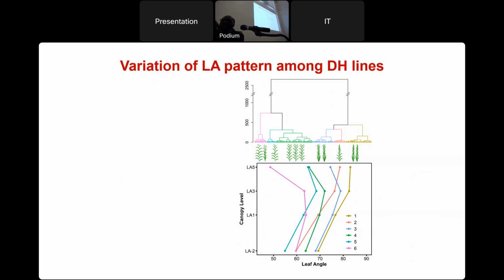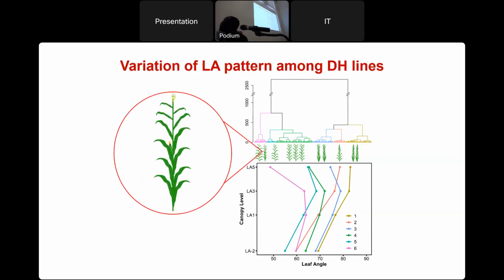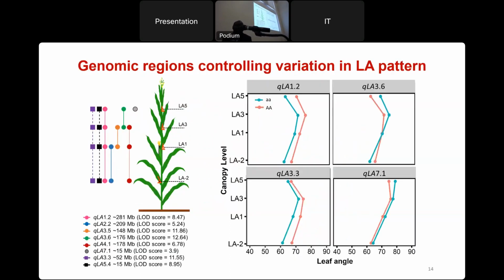After carefully looking at it, we actually found that there are 2 types within that cluster. The first one has overall lower leaf angle, meaning horizontally oriented leaves across the canopy. But there is also an interesting one, where we have somewhat upright leaves at the bottom of the canopy, but flat leaves at the top of the canopy. That was kind of interesting to see, which is unique. Now, from here, we go to the QTL mapping.